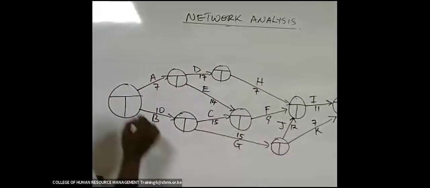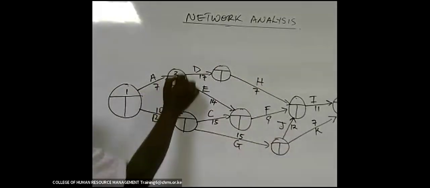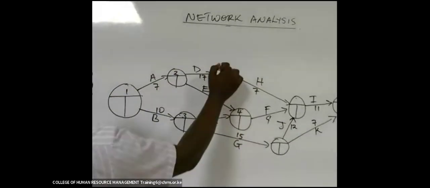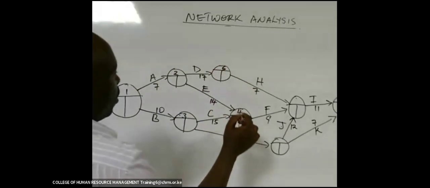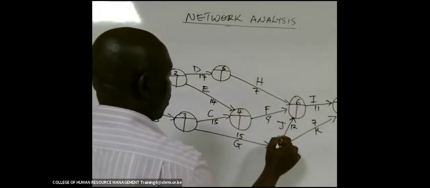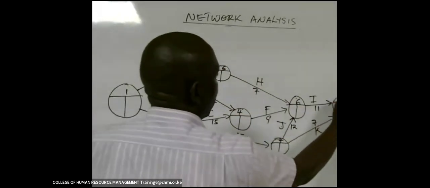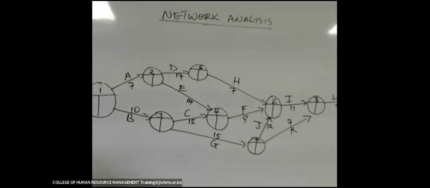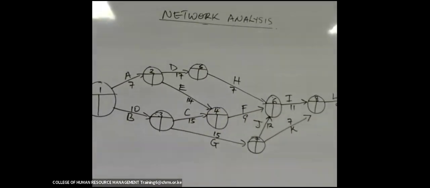And actually, you can record them. This is event 1, 2, 3, 4, 5, 6, 7, 8, and 9. So we have got 9 events. You just label them 1, 2, 3 to the last one.